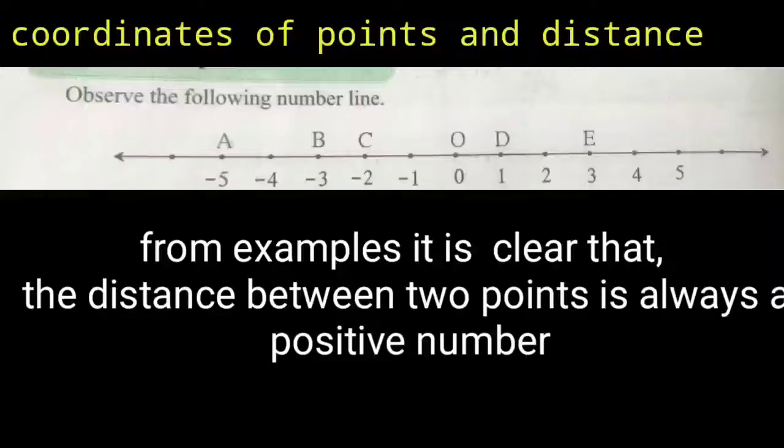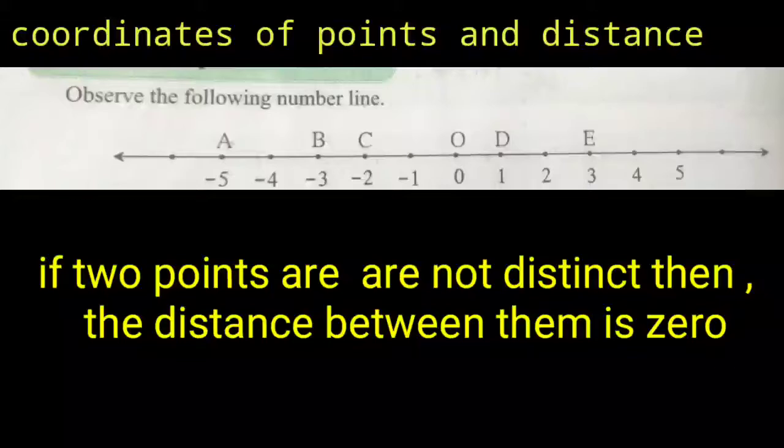Dear friends, from the above example, it is clear that the distance between 2 distinct points is always a positive number. And if 2 points are not distinct, then the distance between them is 0.